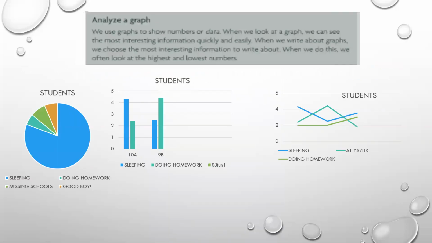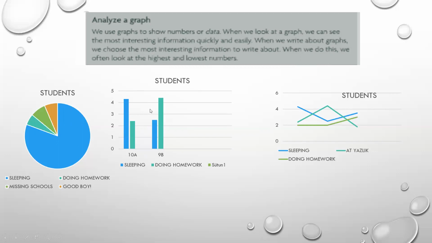Today, we are also learning about different kinds of graphs. What is a graph at first? We use graphs to show numbers or data. When we look at a graph, we can see the most interesting information quickly and easily. When we write about graphs, we choose the most interesting information. When we do this, we often look at the highest and lowest number.